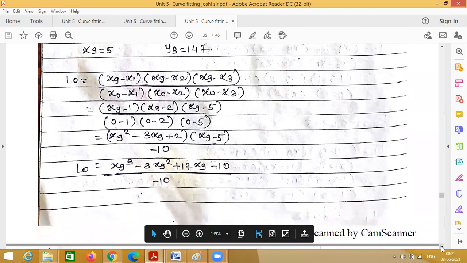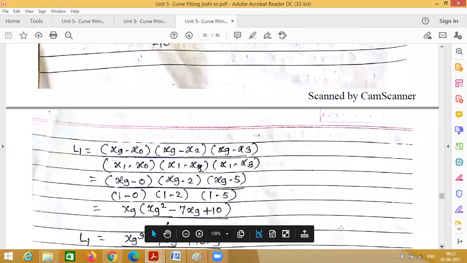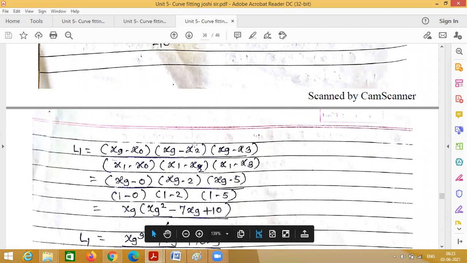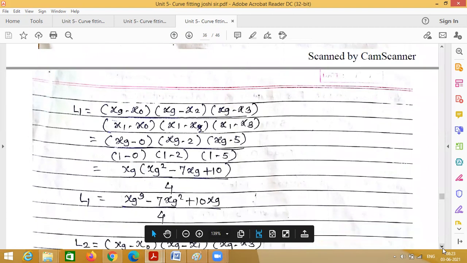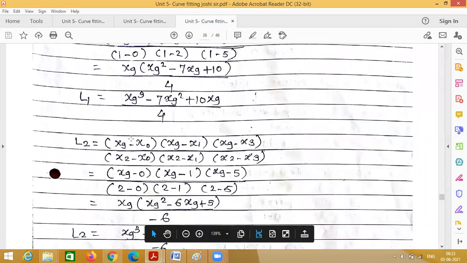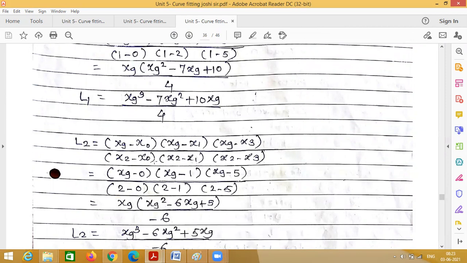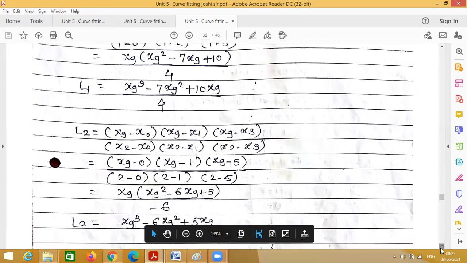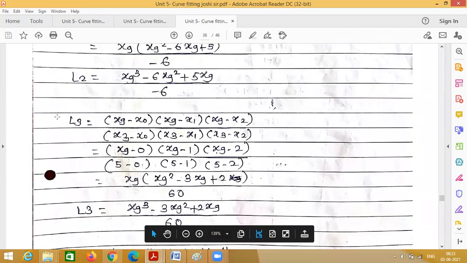In the same way, find the Lagrangian coefficient L1. L1 is xg minus x0, xg minus x2, xg minus x3, divided by x1 minus x0, x1 minus x2, and x1 minus x3. Just substitute the values of x0, x2, x3 in this equation and you will get the L1 coefficient. In the same way you can find L2. L2 is equal to xg minus x0, xg minus x1, xg minus x3, divided by x2 minus x0, x2 minus x1, and x2 minus x3. Substitute the values of x0, x1, x3 and you will get the equation for L2. Similarly you can find the value of L3.